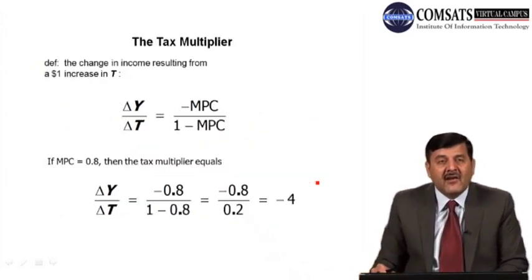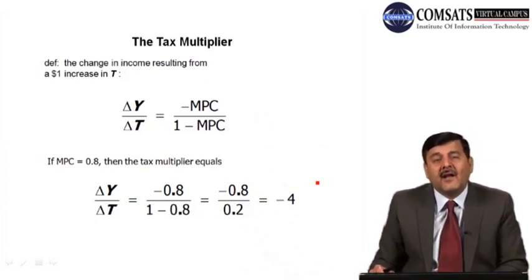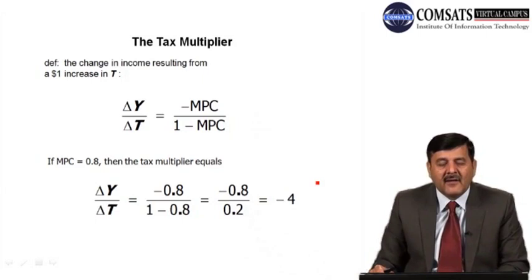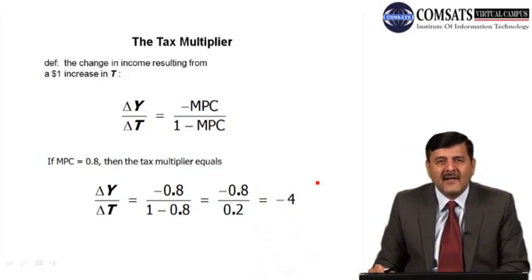Now the tax multiplier is the change in income resulting from a $1 increase in taxes. So if there is a $1 increase in taxes, how much change in income will there be? That is known as the tax multiplier. We can find that delta Y over delta T, change in income due to change in taxes, is equal to minus MPC over 1 minus MPC, where MPC is the marginal propensity to consume. Suppose the marginal propensity to consume is 0.8, then the tax multiplier will be delta Y over delta T is equal to minus 0.8 over 1 minus 0.8, which is minus 0.8 over 0.2, equal to minus 4.